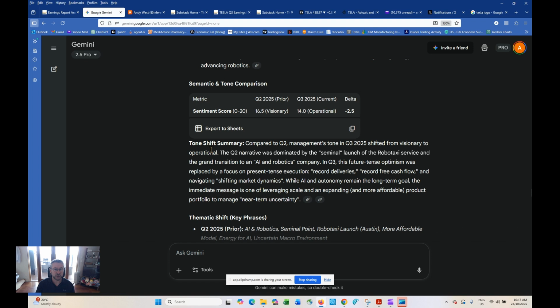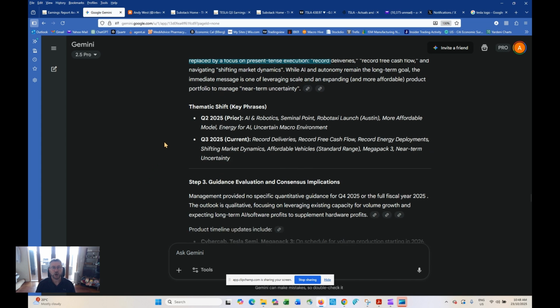There's a summary of the tone shift that puts words to what I've just been talking about, shift from visionary to operational. Then thematic shifts, what themes have been brought out within the language and discussion. Q2, AI and robotics, seminal point, robotaxi launch, whereas in Q3, about vehicle deliveries, free cash flow, affordable vehicles, with some wording on near-term uncertainty, which is, as we can see, captured in the sentiment score, slightly more negative.